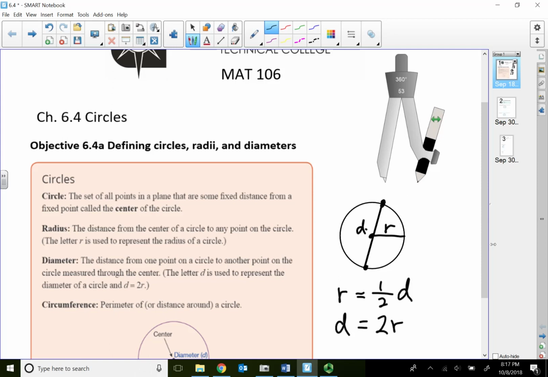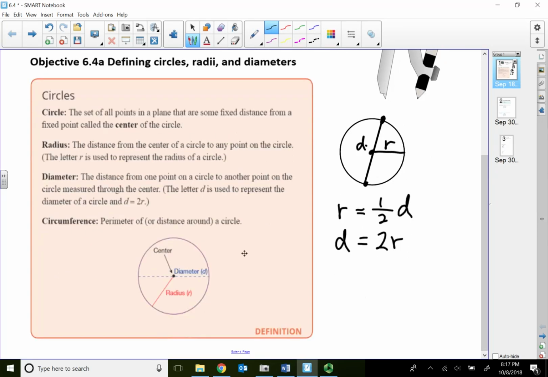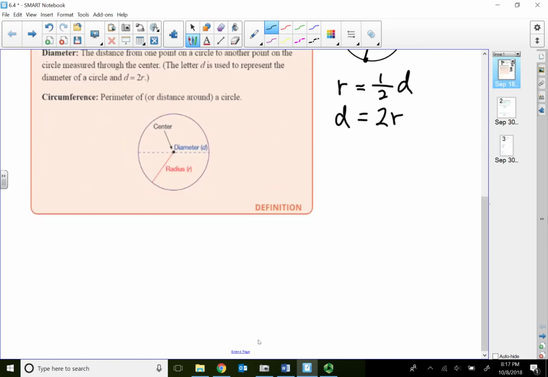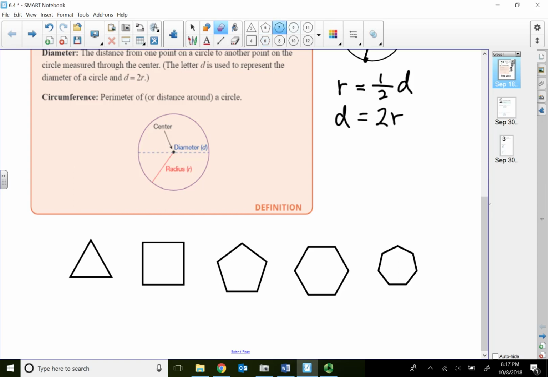Circumference is the perimeter of a circle. That's referring to the distance all the way around. So it turns out the circle is the mother of all shapes. If I start off with a triangle, which has three sides, and add one side, that's called a quadrilateral. Five-sided is called a pentagon. When we first introduced polygons, we mentioned all these shapes. Six-sided is hexagon, seven-sided is heptagon, then we've got octagon, nonagon, and decagon.